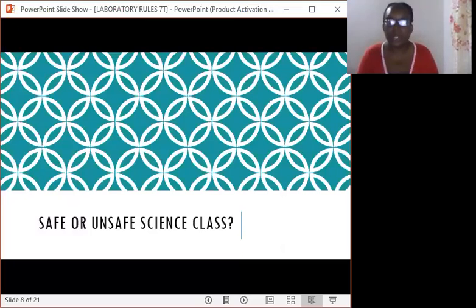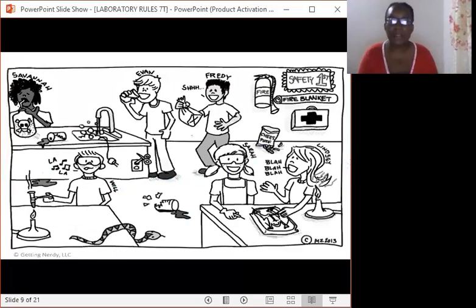So this picture, if we start on the top left, we will see the student Savannah, she is drinking a toxic chemical, which we already discovered we are not supposed to be doing. We are not supposed to be drinking our chemicals or playing with them or experimenting on ourselves. So that's a no-no, first no-no.